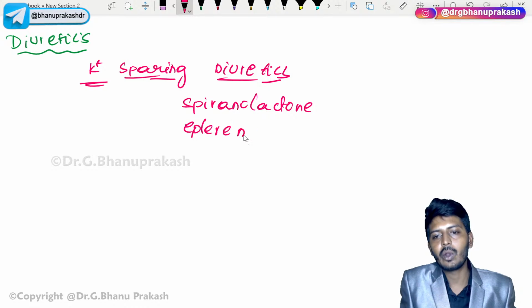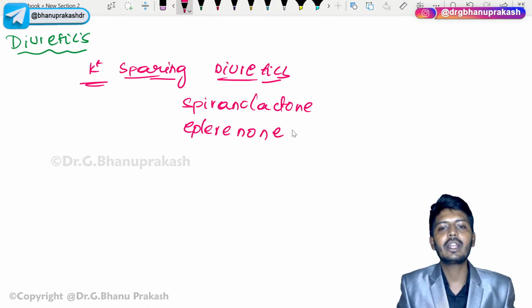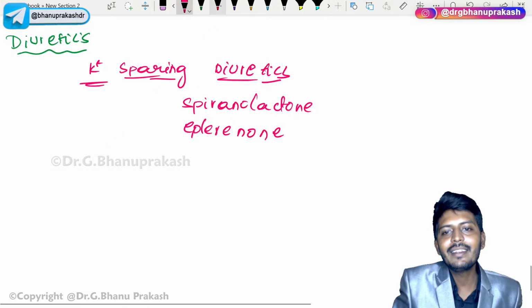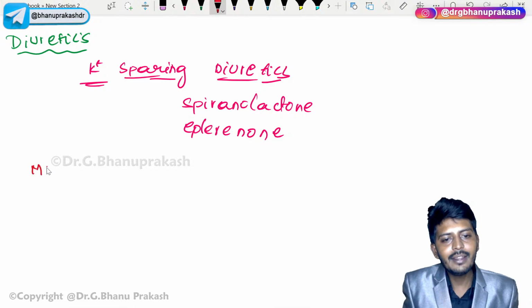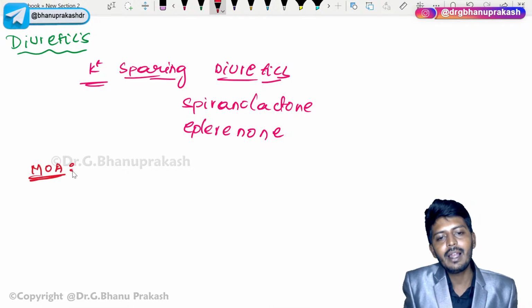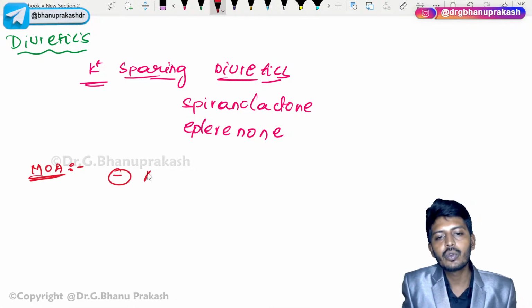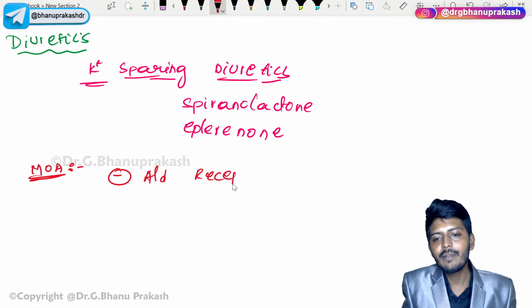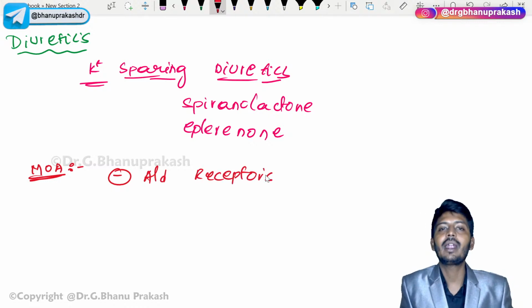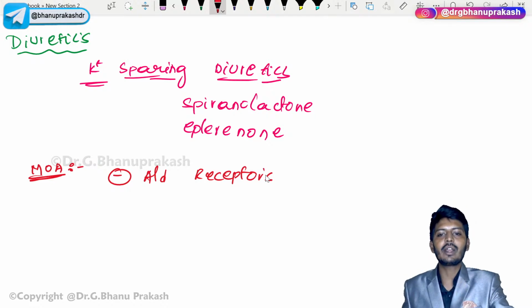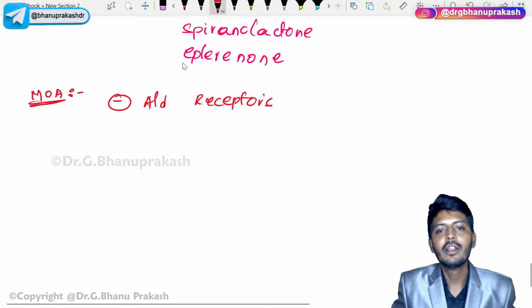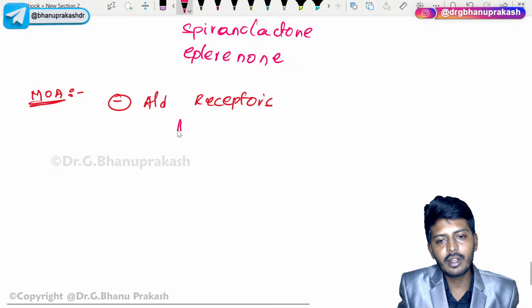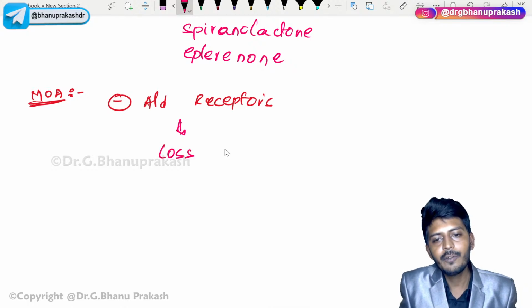When we are speaking of spironolactone and eplerenone, all of us know the mechanism of action of these drugs. The mechanism of action is very simple. They will block the aldosterone receptor. If the aldosterone receptors are blocked, that will lead to what? Yes, loss of sodium.